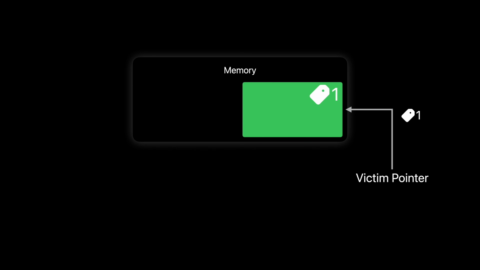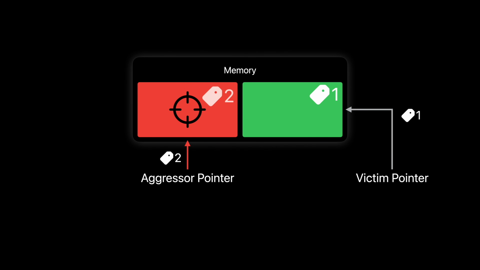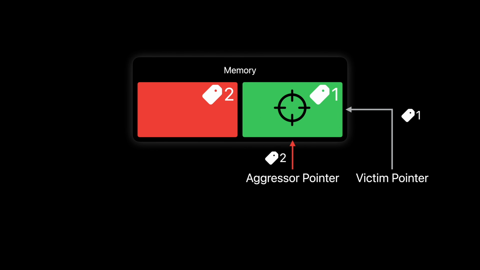Here's an example with a buffer overflow. The victim pointer has a tag that matches the memory it points to, and the aggressor pointer does as well. With a buffer overrun, the attacker overflows via the aggressor pointer into the victim memory. But since the aggressor pointer has one tag and the victim memory has another, the CPU detects the mismatch rather than allowing the attack to continue.